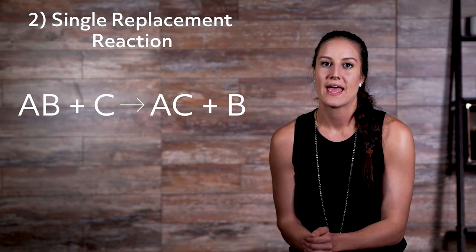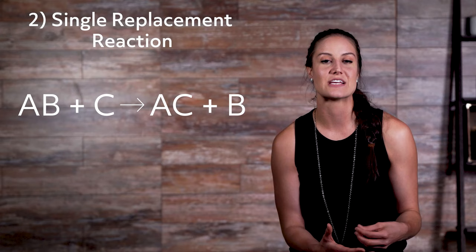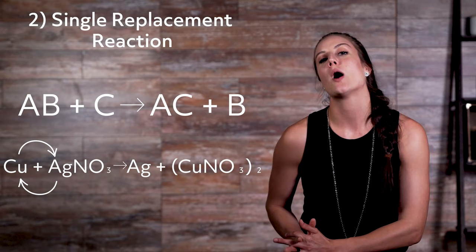Here is what that looks like in equation form. A and B plus C yield AC plus B. As you can see in this equation, C has stepped in and replaced or displaced B. An example of this is the combination of copper and silver nitrate. Number three, double replacement reaction.